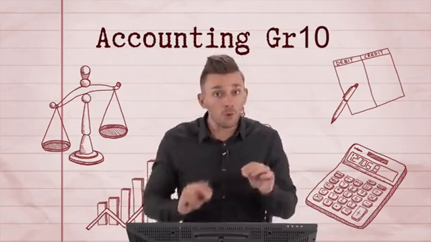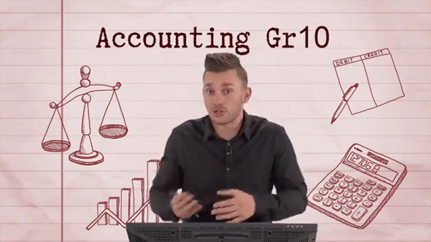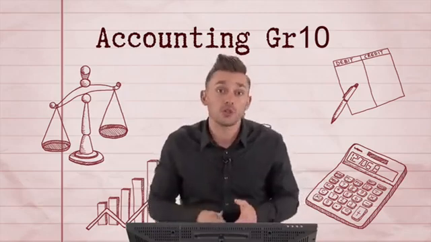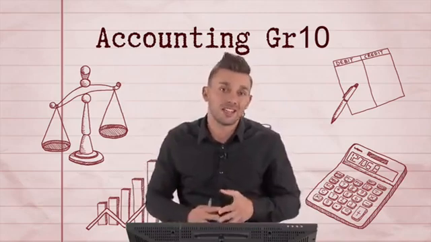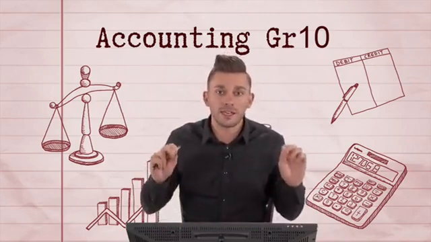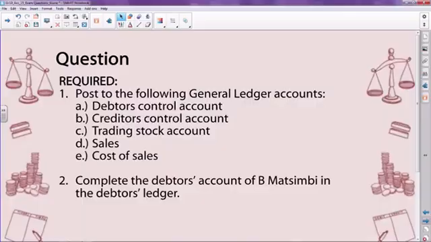So very important to know, again, where ledger accounts go up, where ledger accounts go down, what are the reasons for them to increase, what are the reasons for them to decrease. Know all of these things, then your life will be easy in the exam. So let's look at this. I'm giving you: post to the following general ledger accounts: the debtors control account, the creditors control account, the trading stock account, sales and cost of sales. So we'll look at those now.